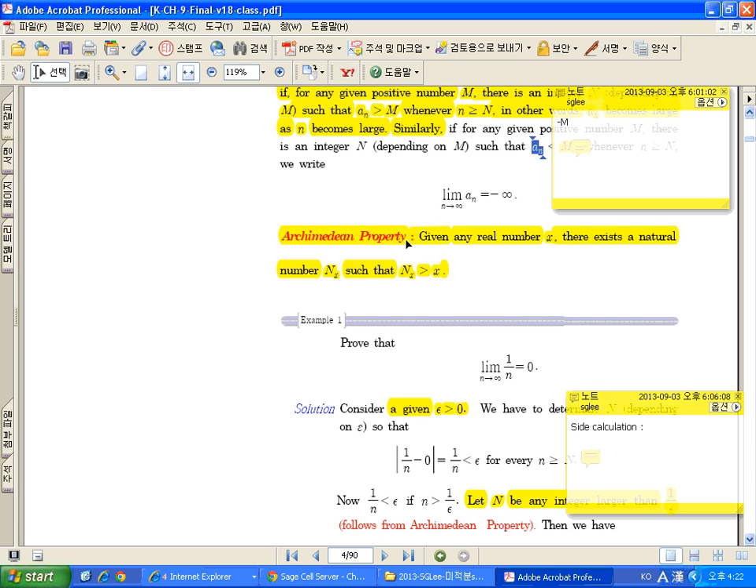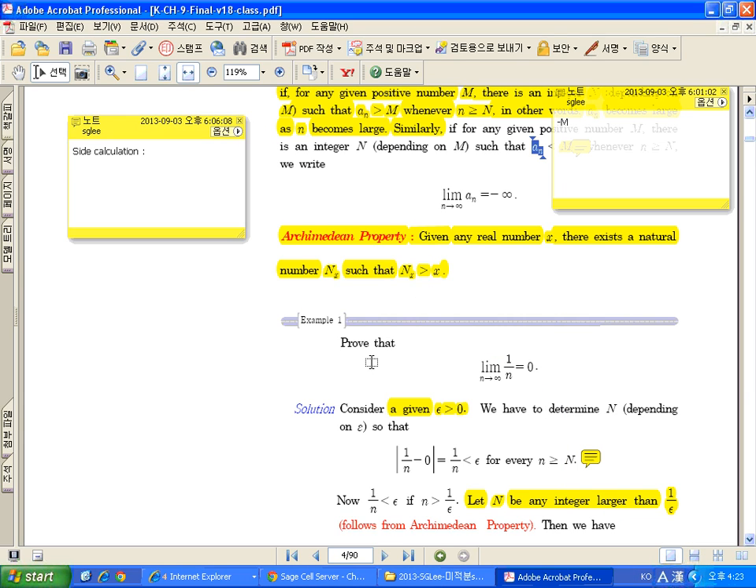The Archimedean property says given any real number x, there exists a natural number n_x such that n_x is bigger than x. Do you understand what this means? Okay, that's the Archimedean property.